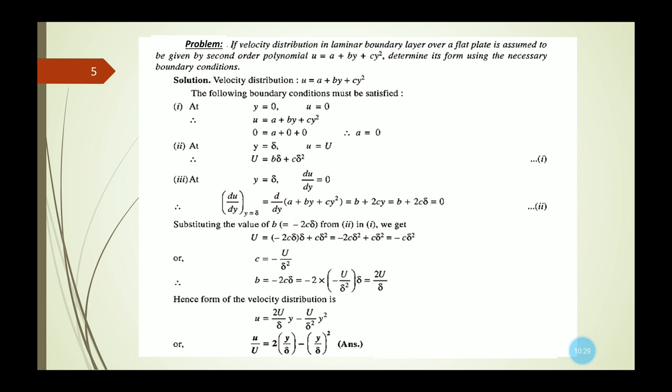Now if we put this value of b and c in the given second order polynomial, then we can write the value of u. This is actually 2Uy by delta minus Uy square by delta square. Now if we divide this equation by capital U, the free stream velocity, then we get small u by capital U equals 2y by delta minus y square by delta square.